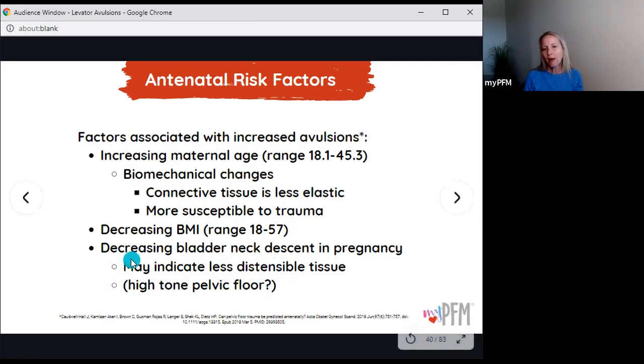And so is that indicating less distensible tissue? Could that be due to a high tone or overactive pelvic floor muscles? Again, a lot of the information that I'm going to be presenting and sharing with you isn't definitive. Even the authors have different theories about things, but there's still so much more that needs to be studied.